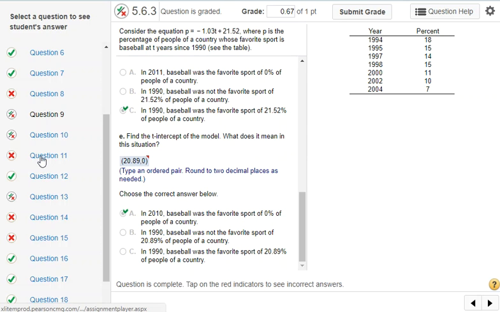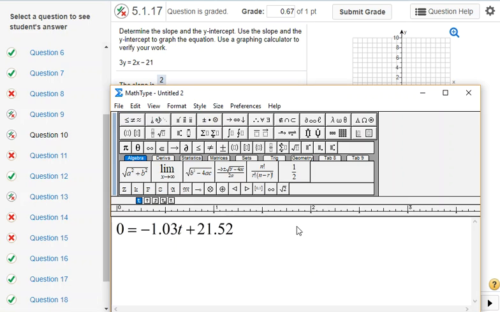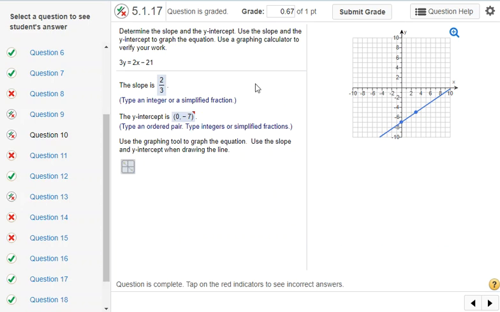Okay, the next one. Let's see, question 10. We got the slope correct. We missed the y-intercept. So it wants us to start by finding slope and intercept. You would do that by solving the equation for y, which in this case is just dividing both sides by 3. So y equals 2 divided by 3x minus 21 divided by 3, which is 7. So 0, 7 is my y-intercept. Looks like you just typed the 7, not the full ordered pair. So again, read that help text at the bottom. Make sure you get the full ordered pair for that.